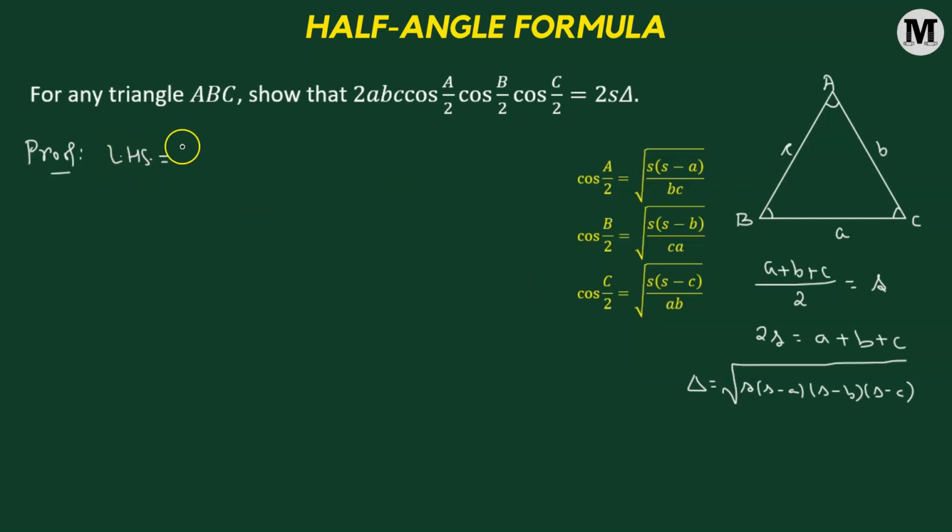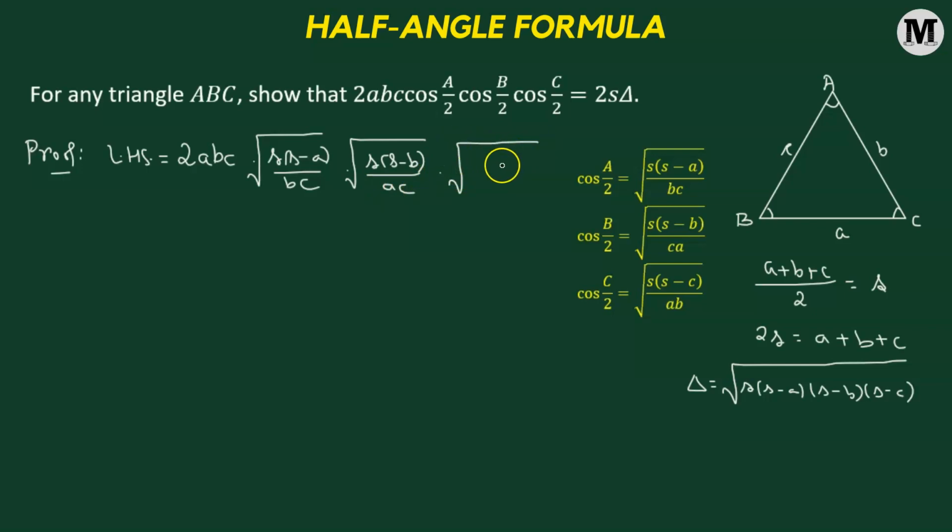So on the left hand side, we have 2 times abc. We have cosine of A over 2, so let's use this. So we are going to get the square root of s multiplied by s minus a divided by bc. This gets multiplied by cosine of B over 2, which is the square root of s times s minus b divided by ac, multiplied by cosine of C over 2. So that's the square root of s multiplied by s minus c divided by ab. This is going to be equal to 2 times abc.